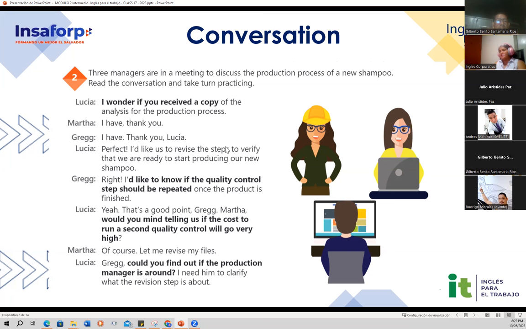I'd like us to revise the steps to verify that we are ready to start producing our new shampoo. Greg, right. I'd like to know if the quality control step should be repeated once the product is finished. Lucia, yeah, that's a good point, Greg.